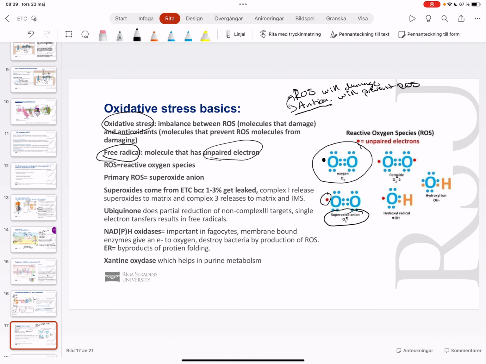And that is bad because if this superoxide anion is close to, let's say, a DNA molecule, it will come and react with the DNA molecule and steal the electron from it, and then you have a damaged DNA. So that's bad. There can be other reactive oxygen species, for example peroxide or hydroxyl radical or hydroxyl anion.